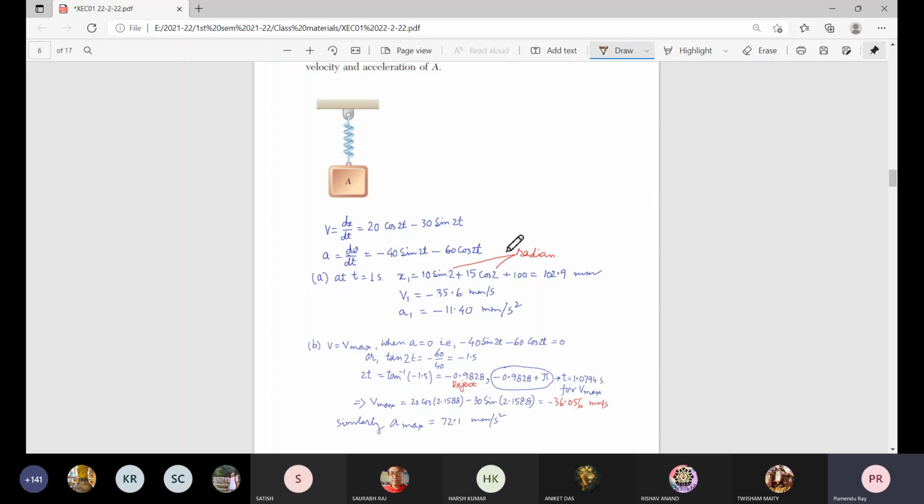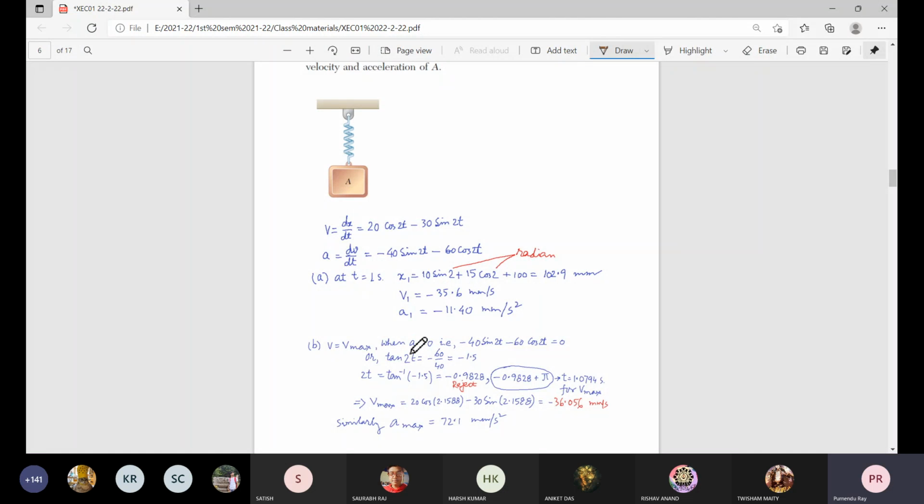Now these things are simple, but you should have some practice. Otherwise, your confidence or your overconfidence will betray you. Units in millimeter per second. At t equal to 1 second, the position, velocity, acceleration that you find.